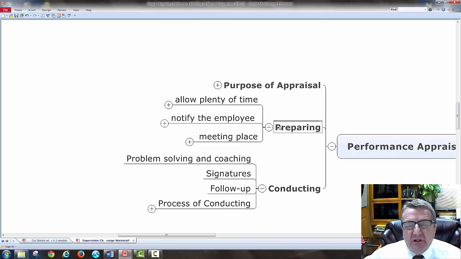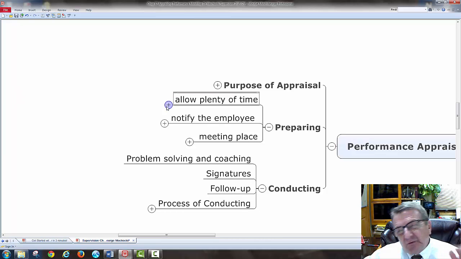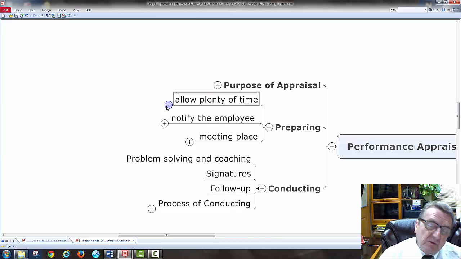Come on, preparing. Allow plenty of time for completing the appraisal forms. Just paperwork. Sometimes I'll talk to them and I'll type it up and then you could sign it. We could add it later, because I want to be fluid while we're talking, but I want to be writing. It'll be there forever.